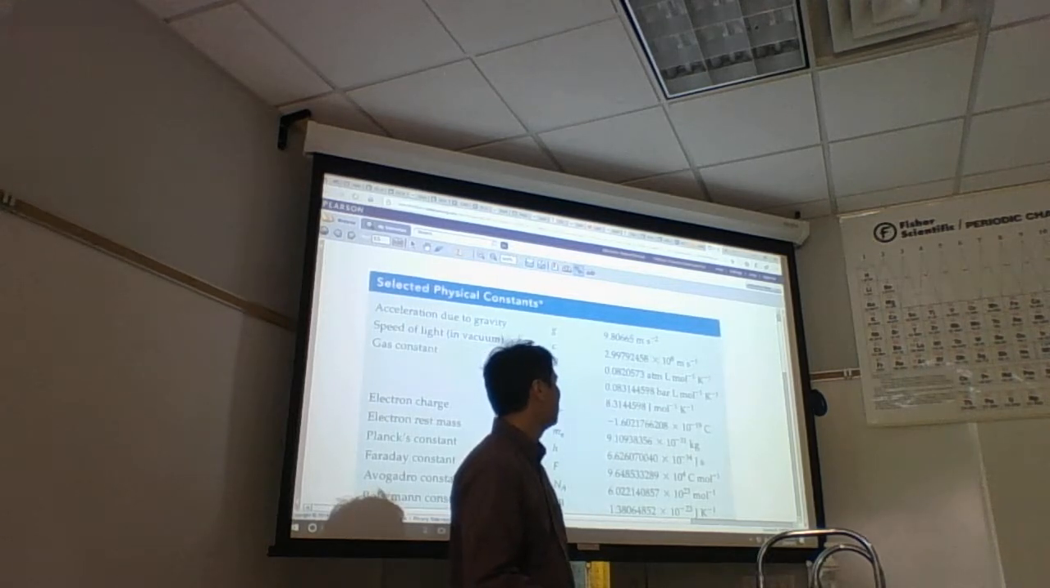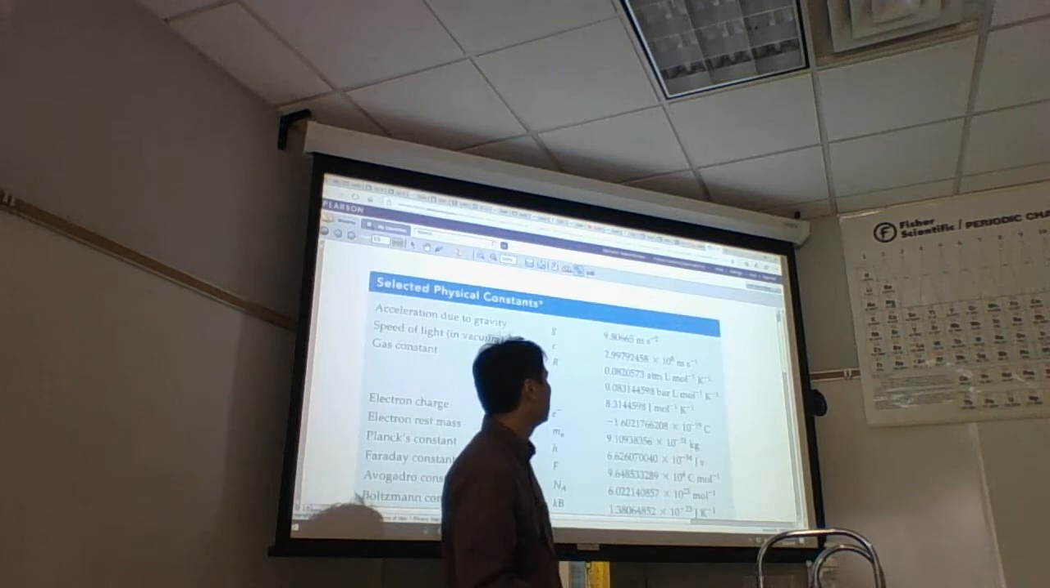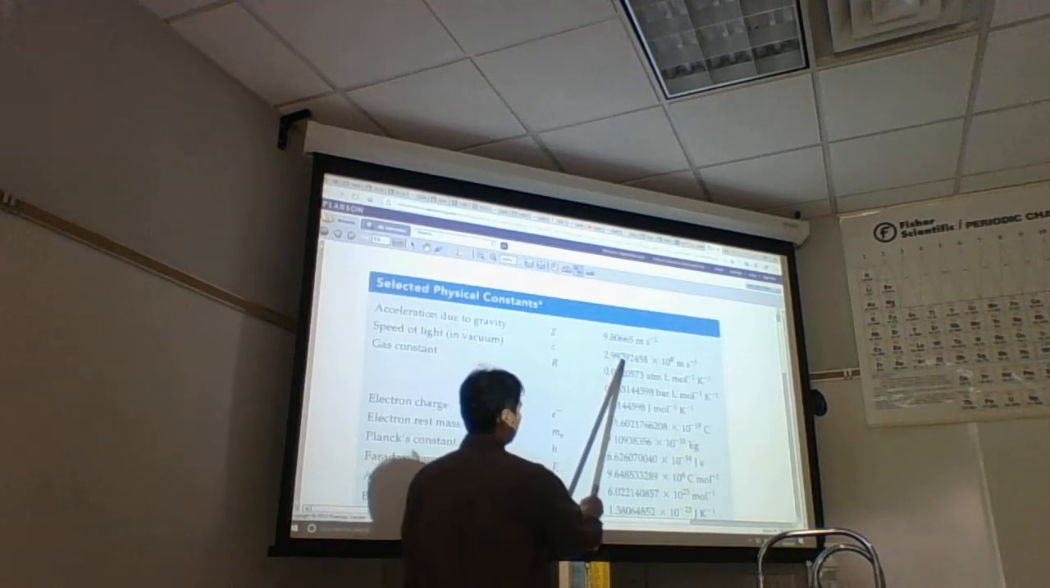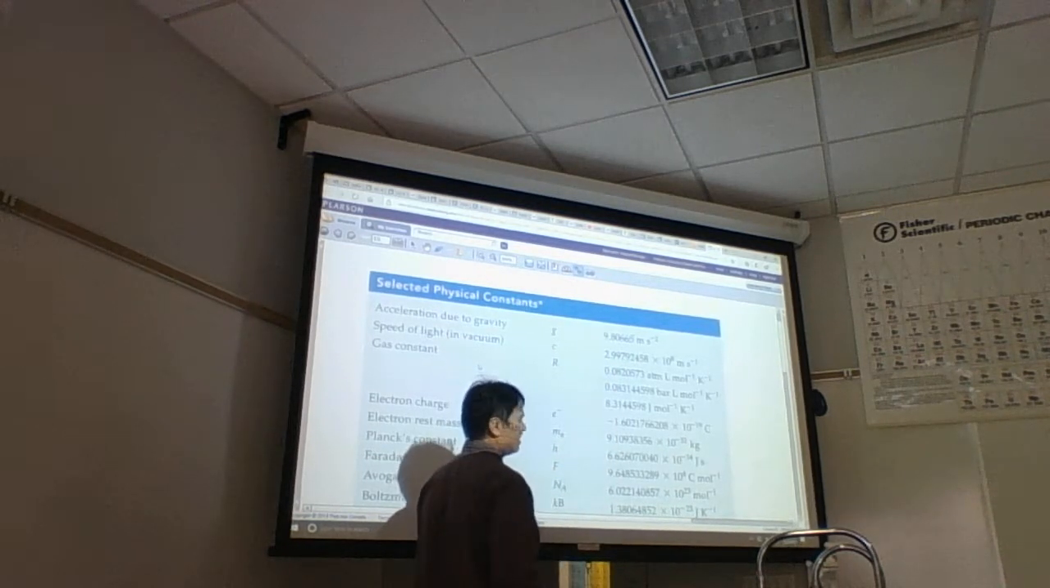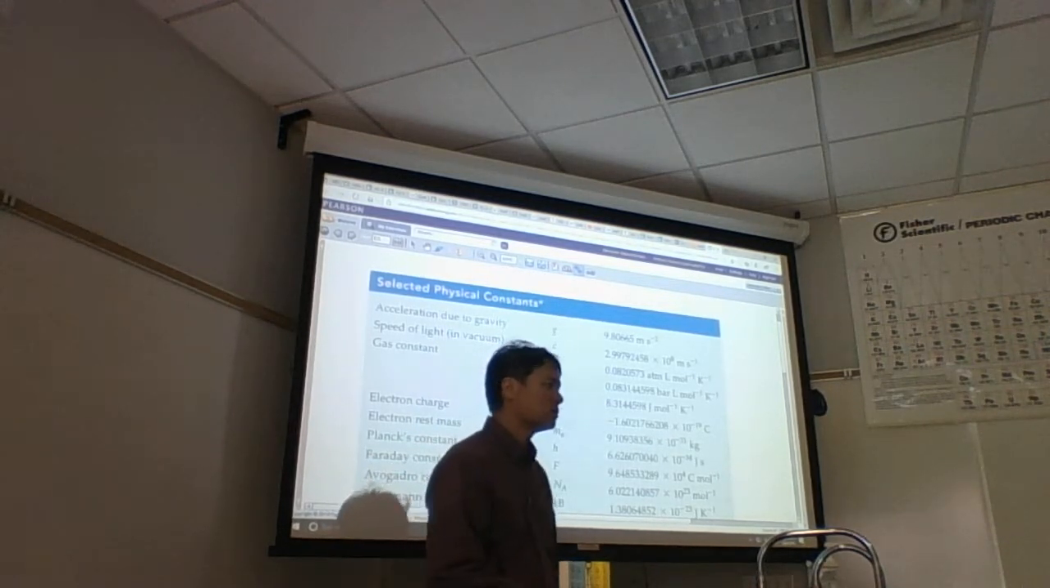But in chemistry, I usually memorize it to 4 sig figs. In chemistry, I memorize it to 2.998, rounding by dropping that. So 2.998 times 10 to the 8 meters per second should be good enough for most all calculations.